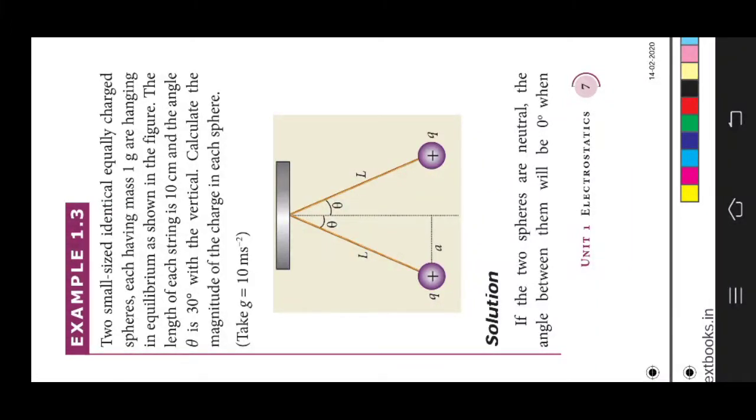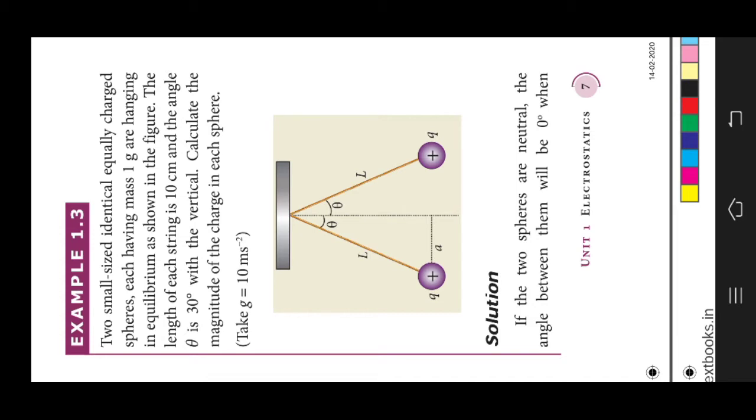Hi students, in this class let's see example 1.3. Two small sized identical equally charged spheres, each having mass 1 gram, are hanging in equilibrium as shown in the figure. So two masses of 1 gram having charges hanging like this. The length of each string is 10 centimeter and the angle theta is 30 degree.